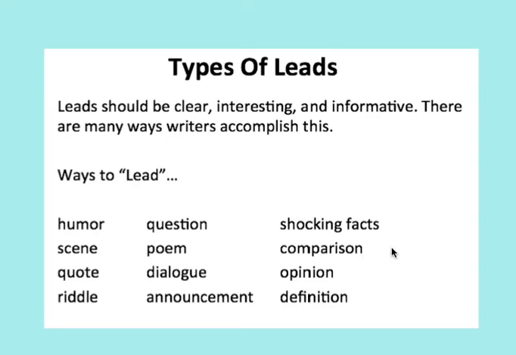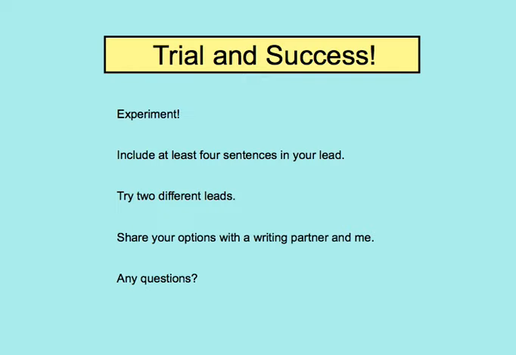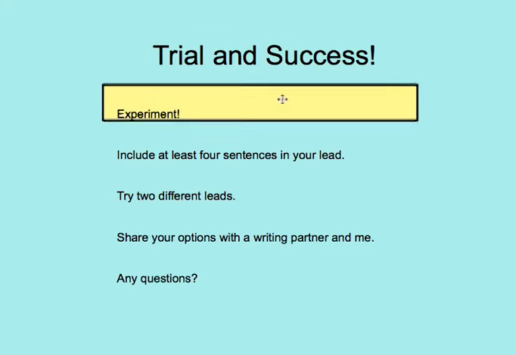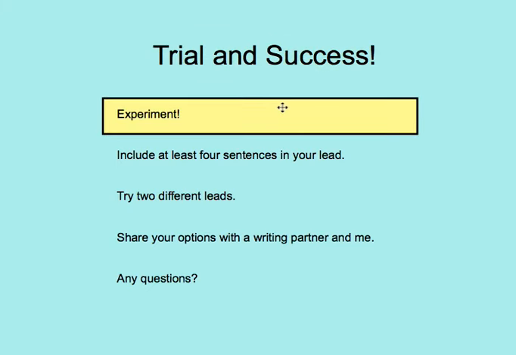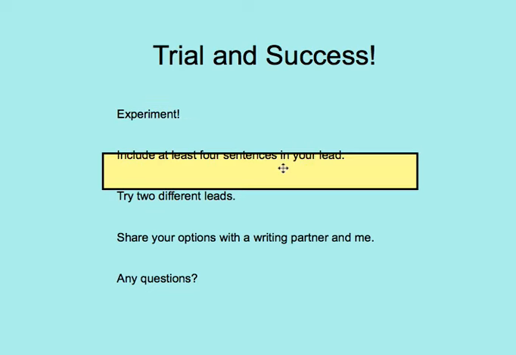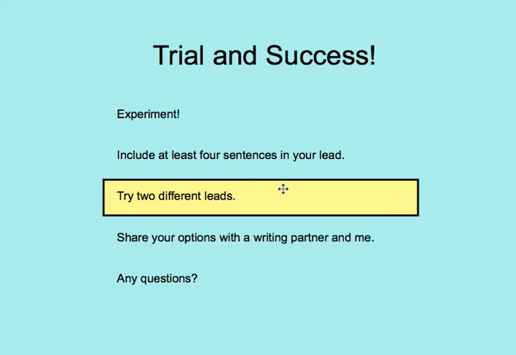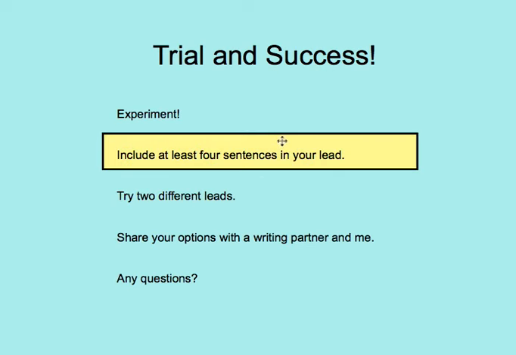So today, I'd like for you to try 2 different leads in your notebooks. You can pick 2 different types from this list that you see here. So you're going to need to experiment. Not every lead is going to be the best choice for your writing. So you're going to choose 2 different ones to figure out which one might work. Be sure that you include at least 4 sentences in your lead.